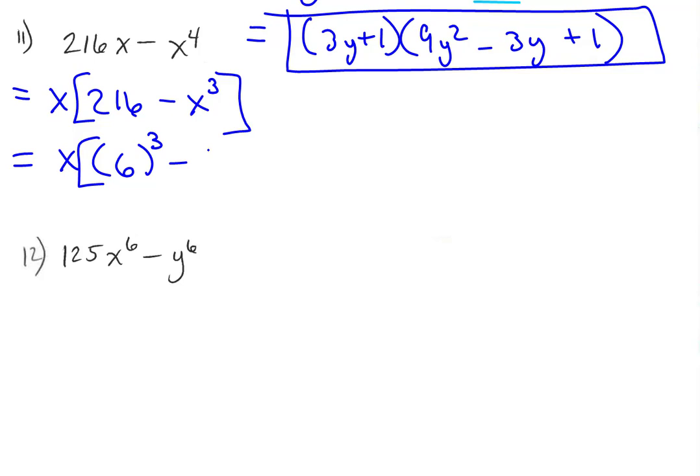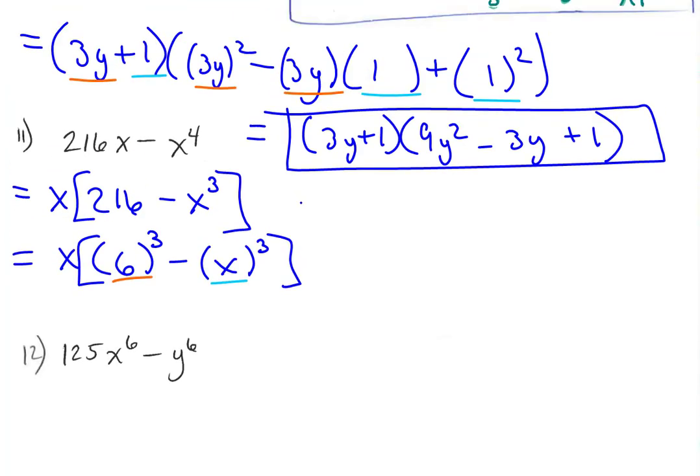I think you'll find it, and you'll be more familiar with them as you practice more. So 6 cubed is 216 minus, and then of course x cubed is x cubed, which means we have part of our formula here where the a is the 6 and the b is the x, and it matches a difference of 2 cubes. And we have that formula written here above.